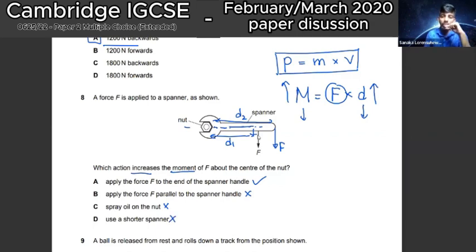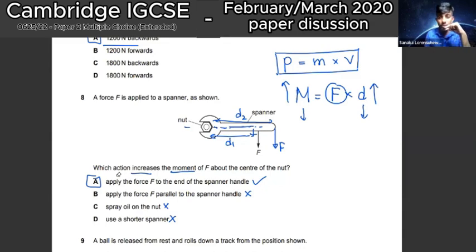Only one is the answer. A1 is the answer. A is the answer. Increase the moment: apply the same force at the end of the spinner. We want to increase the distance. Right, question 8, the answer is A.